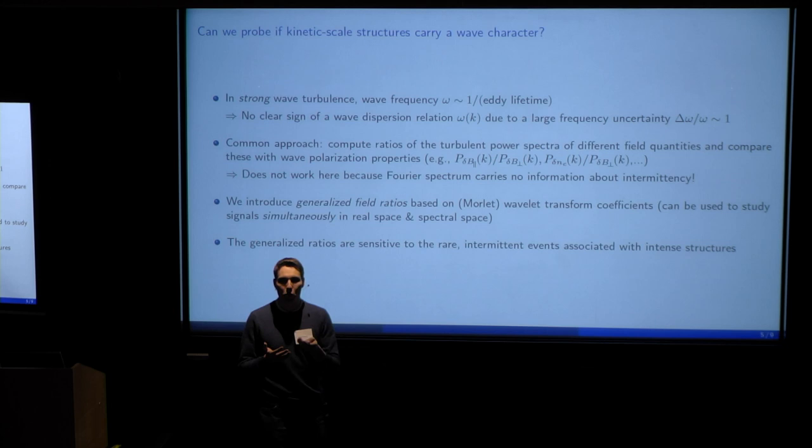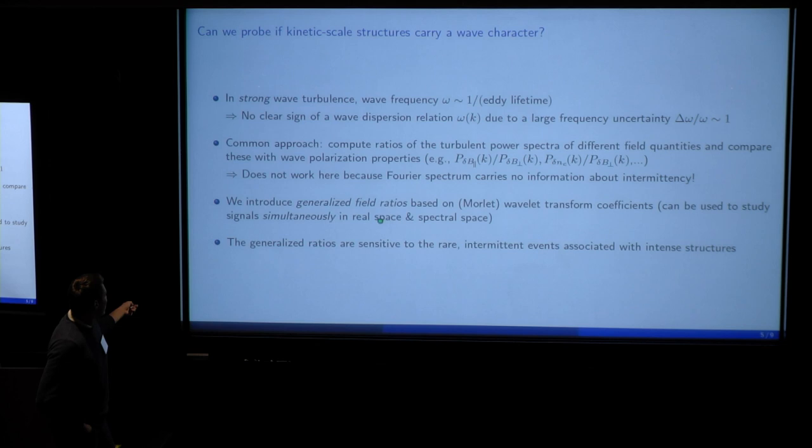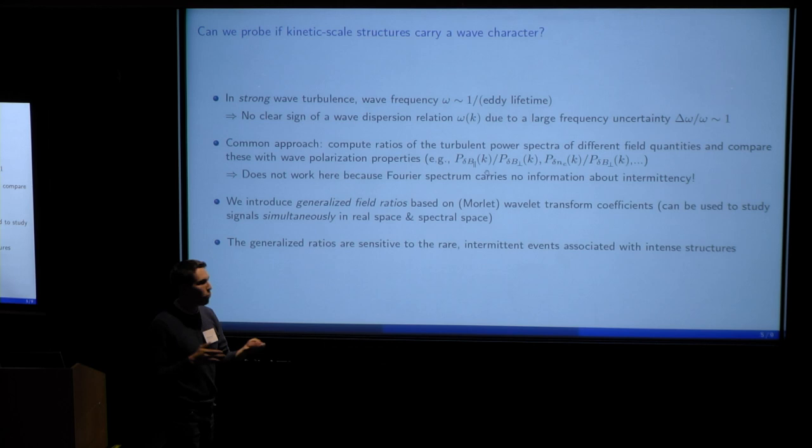events. And once you do a Fourier spectrum, you lose any information of intermittency. So what we came up with is the concept of so-called generalized field ratios, which are similar to the original ratios, except they're based on wavelet transform coefficients.